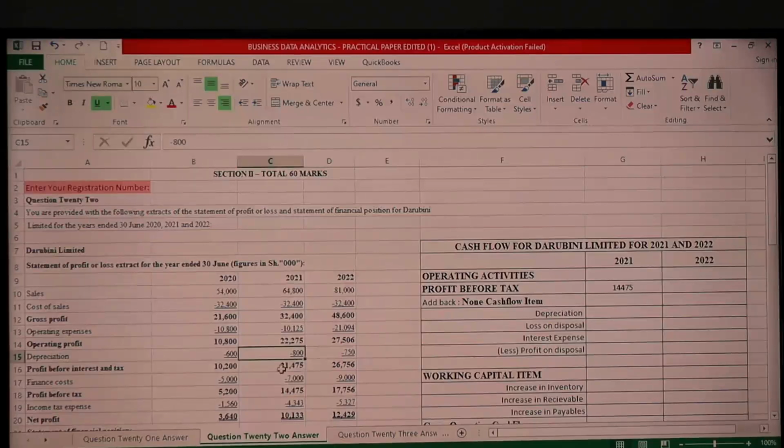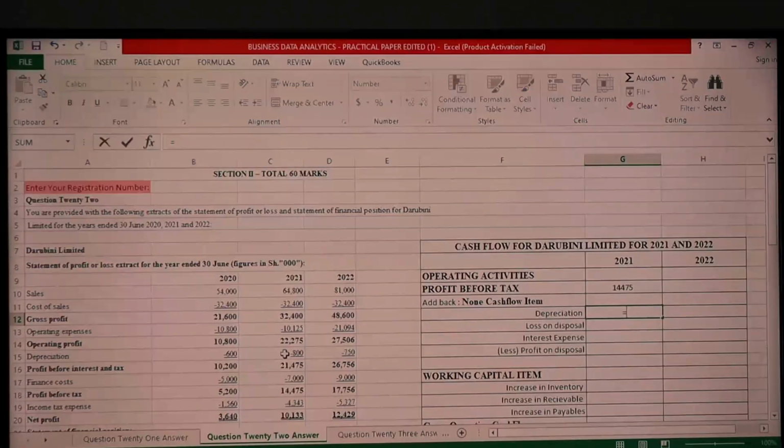So you just say equals to depreciation, which is minus, and it's supposed to give us a positive number. So you'll say equals to minus 800. So that minus will give us a positive value. That is 800 depreciation.